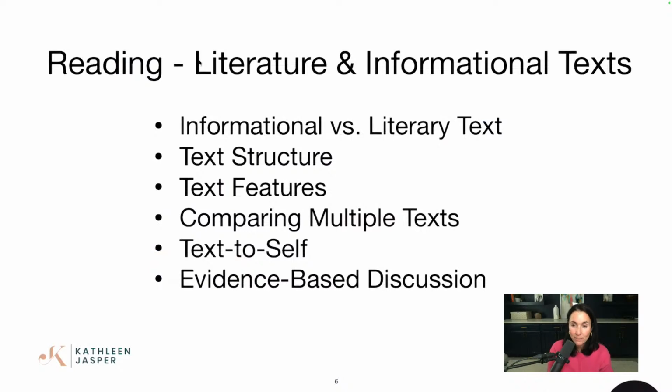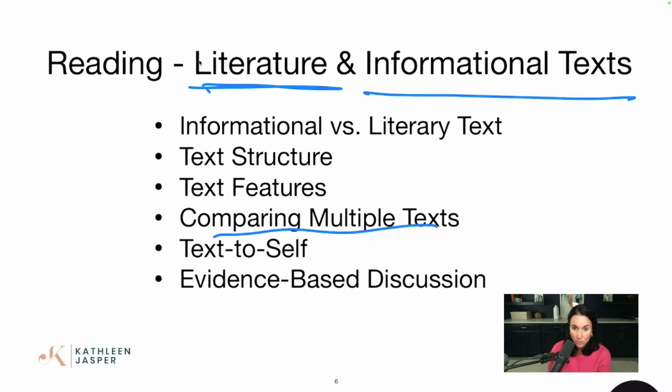All right. Once we get through the foundational skills, then we get into reading. And here's the thing you need to know about literature and informational text. A balanced literacy approach is key. So anything that says using informational and literary text in the answers is good. Balanced literacy approach is good. Comparing multiple texts is good. That's high level. This is part of the comprehension stage.